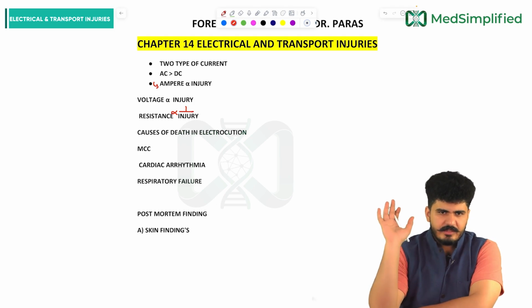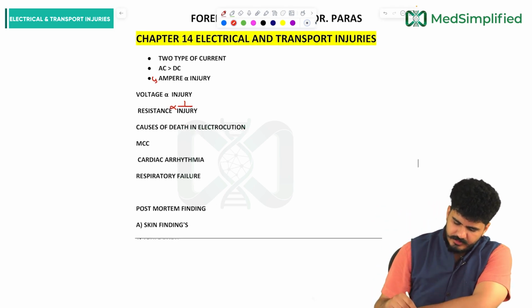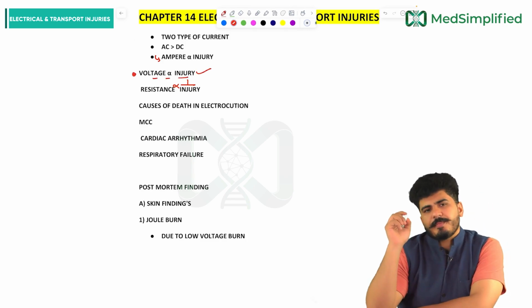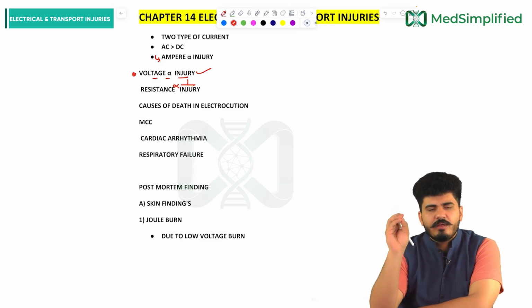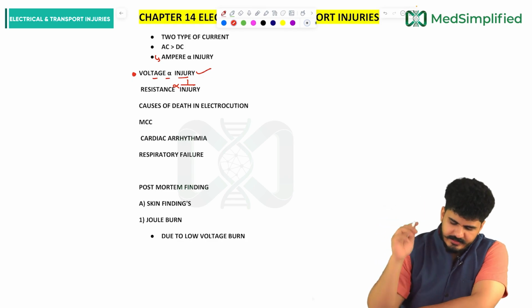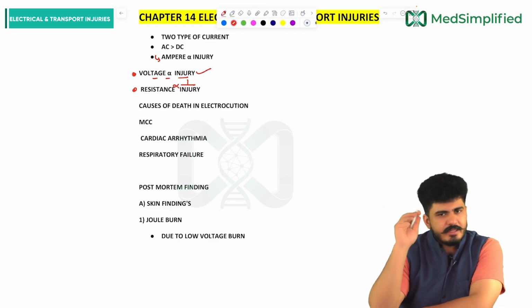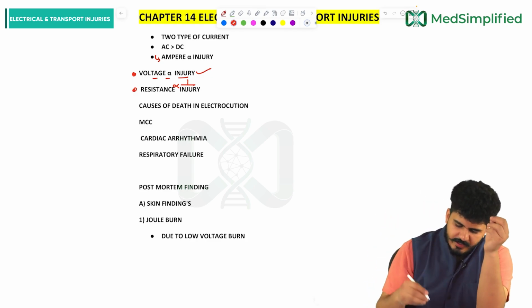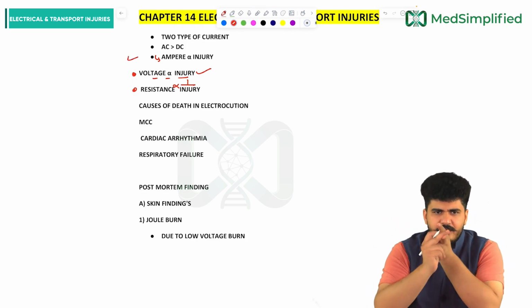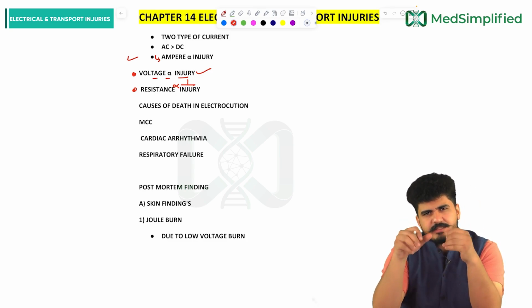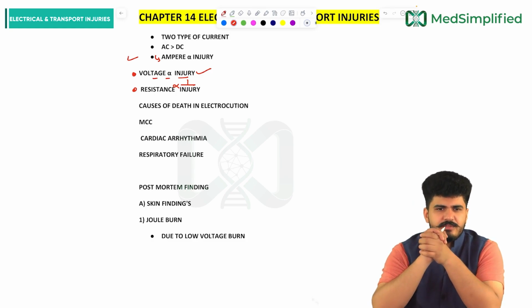Ampere is a unit. Now, coming to the voltage. Voltage is also directly proportional to the injury. The more the voltage, the more the injury. Then resistance: the more the resistance, the less the injury. So resistance is inversely proportional to the injury. So we have three factors here: ampere and voltage are directly proportional to the injury, and resistance is inversely proportional to the injury.